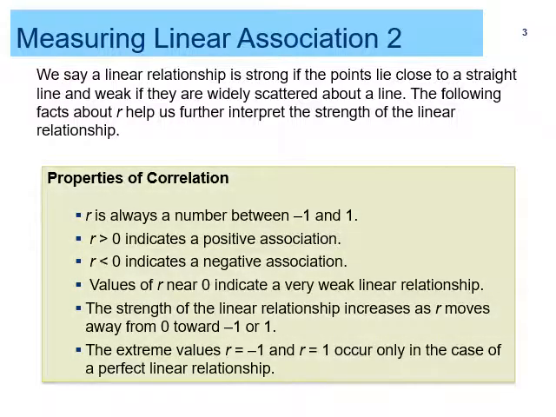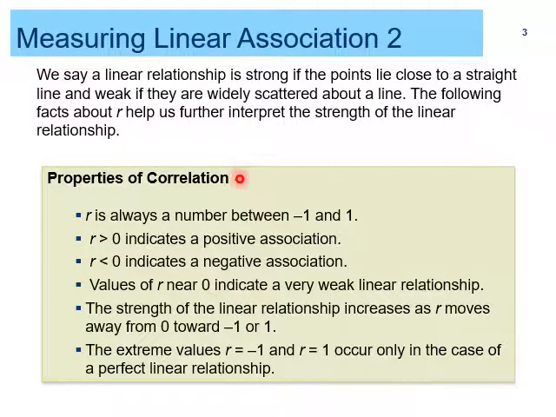So we say a linear relationship is strong if the points lie close to a straight line and weak if they are widely scattered about a line. The following facts about R help us further interpret the strength of the linear relationship.